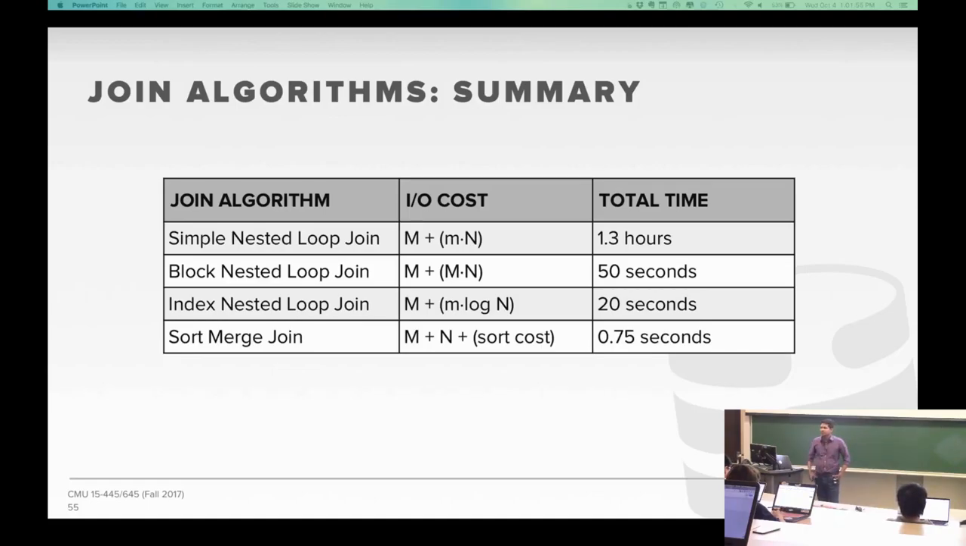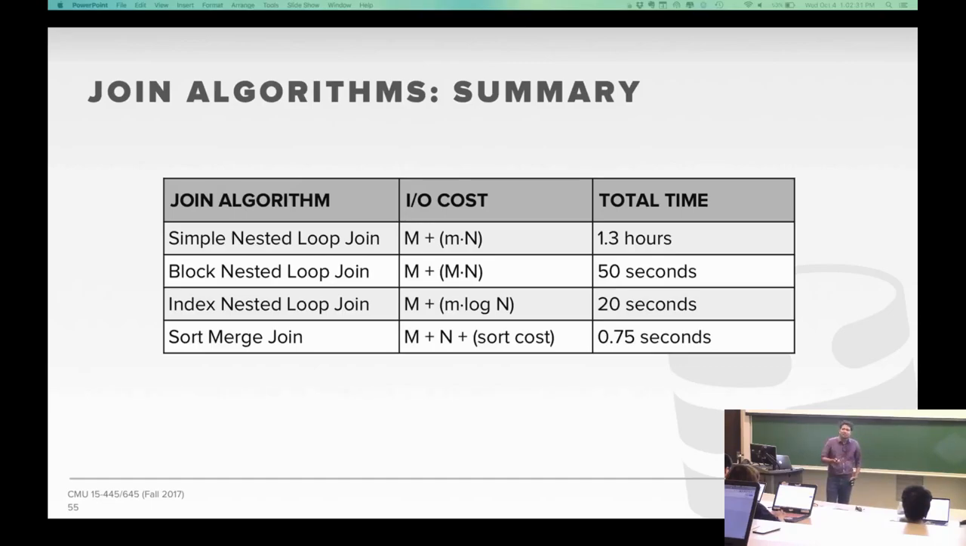So the I/O cost, as you can see, gets better and better across these different algorithms. We started with a really, really slow algorithm, which could take an hour to join this query when you use the simple nested loop join algorithm. But when we make use of the block abstraction, we significantly drop the time from 1 hour to like 50 seconds. And that makes a big difference for the users of the database system, right? Because now they don't have to wait an entire hour. It's more interactive, okay?